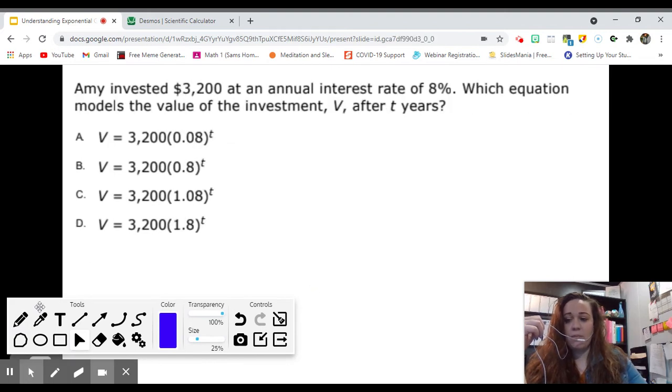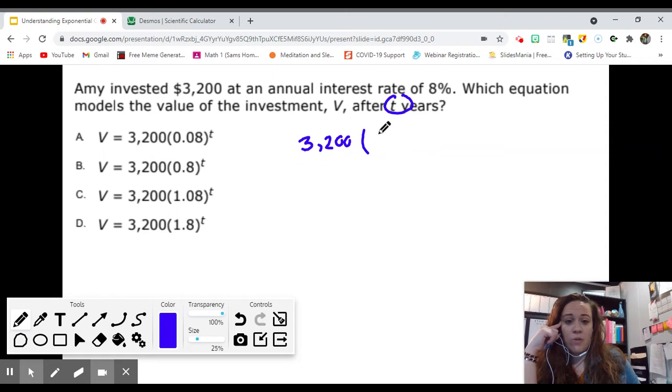Okay, next one. Amy invested $3,200 at an annual interest rate of 8%. Which equation models the value of the investment V after T years? So again, T is your years. All of them have T, so you can't cancel anything out on that one. We know that my initial amount was $3,200, so that goes out first.